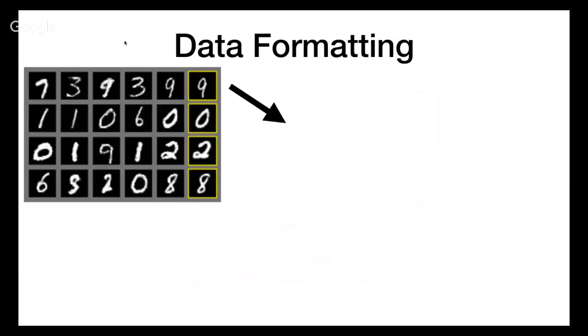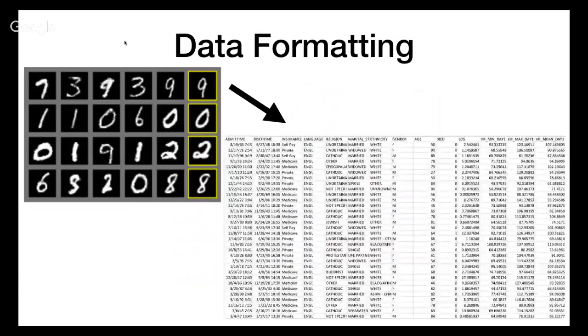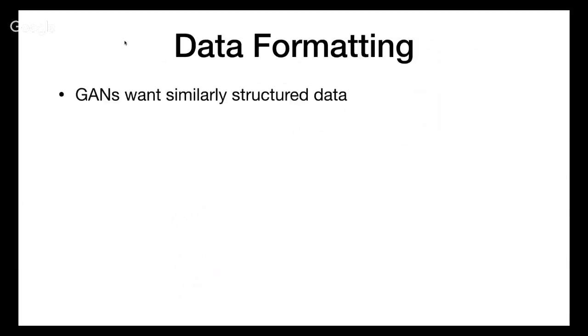For health data, that's not really the case. We've got dates, we've got categories, we've got integers, we've got binary data, we've got continuous data. So those don't really cohesively go together straight into a GAN. So the other half of my talk here is talking about data formatting.